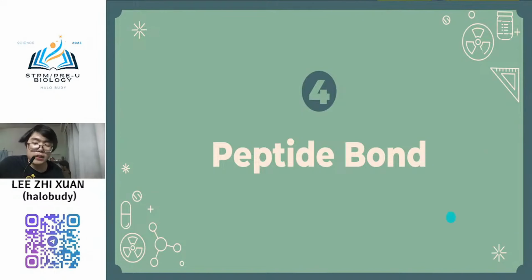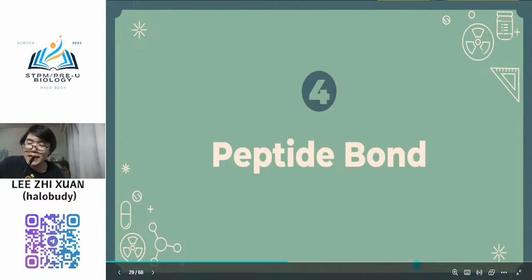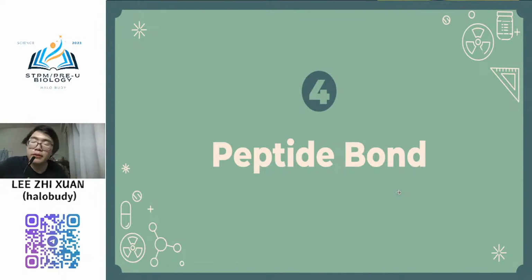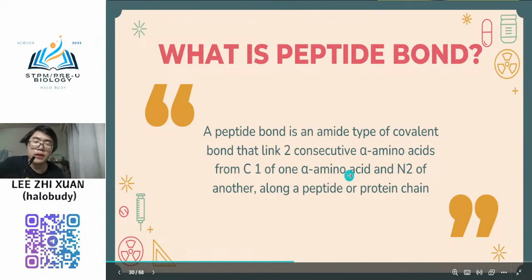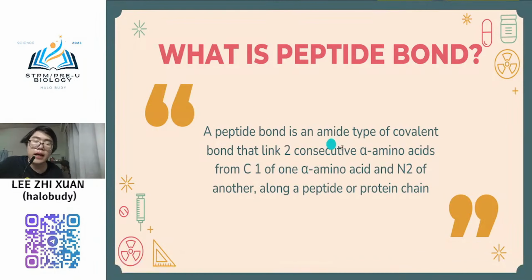Okay, so that's all about the amino acids. Next we go through the peptide bond. We have already learned about the amino acids, and now we go through the peptide bond. So what is a peptide bond? A peptide bond is the amide type of covalent bond that links two consecutive alpha amino acids, from C1 of one amino acid and N2 of another.